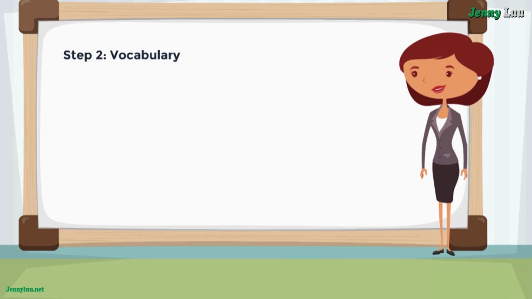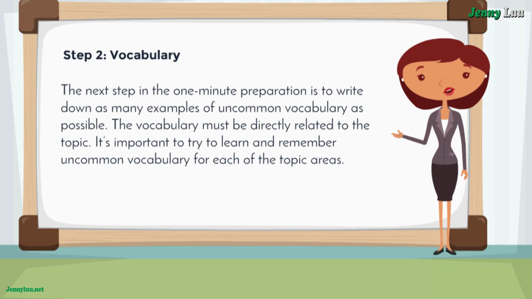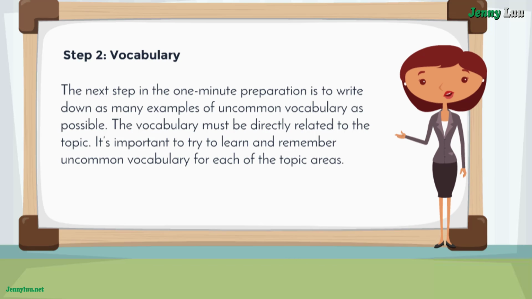Step 2, Vocabulary. The next step in the 1 minute preparation is to write down as many examples of uncommon vocabulary as possible. The vocabulary must be directly related to the topic. It's important to try to learn and remember uncommon vocabulary for each of the topic areas.